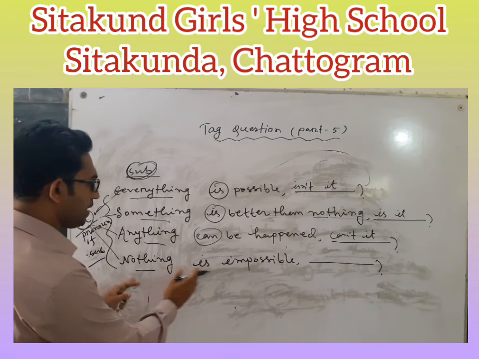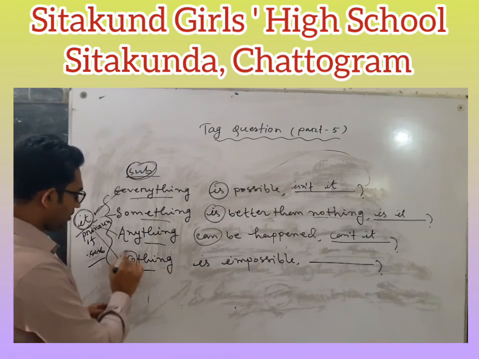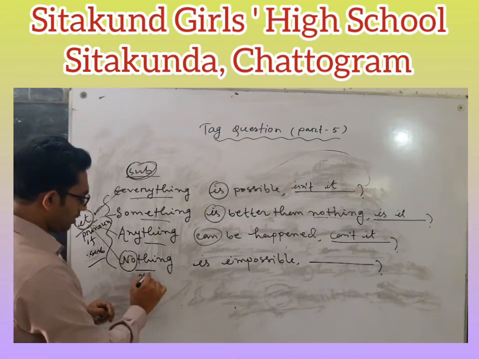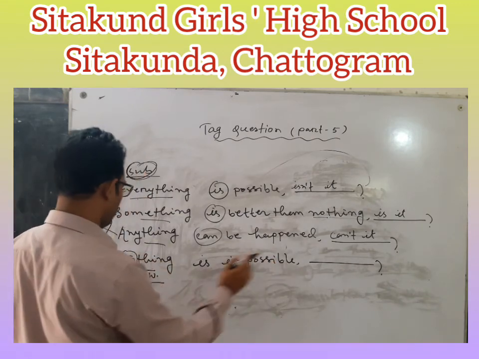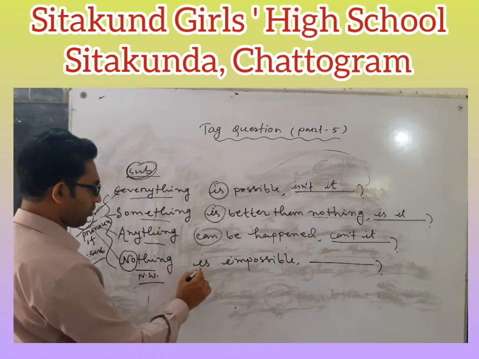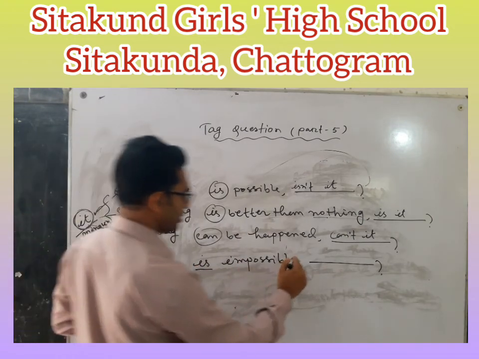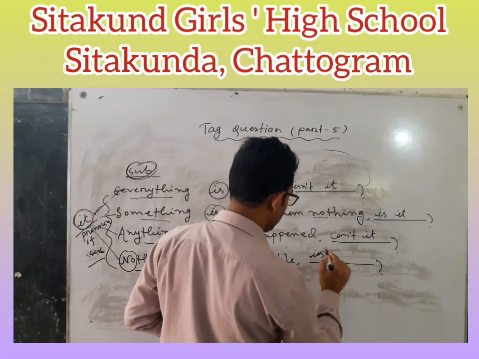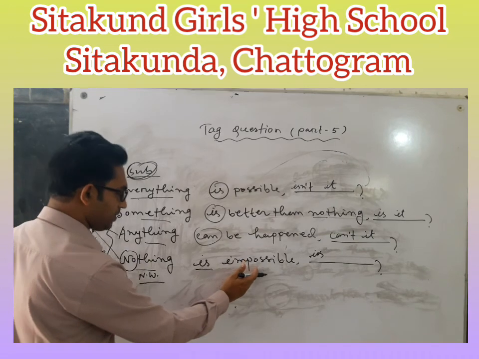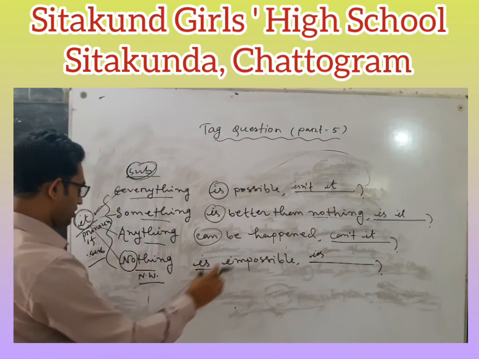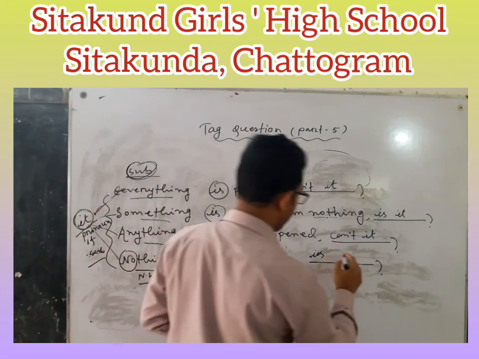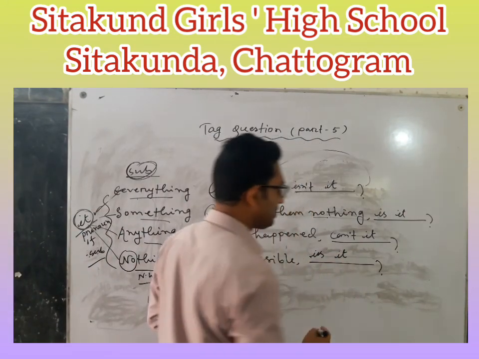So, nothing is impossible. Nothing is a negative word. For this negative word, the statement is negative. So you cannot write isn't. You have to write is, because this is a negative statement and the answer will be affirmative. So is it for nothing. So is it is the right answer.